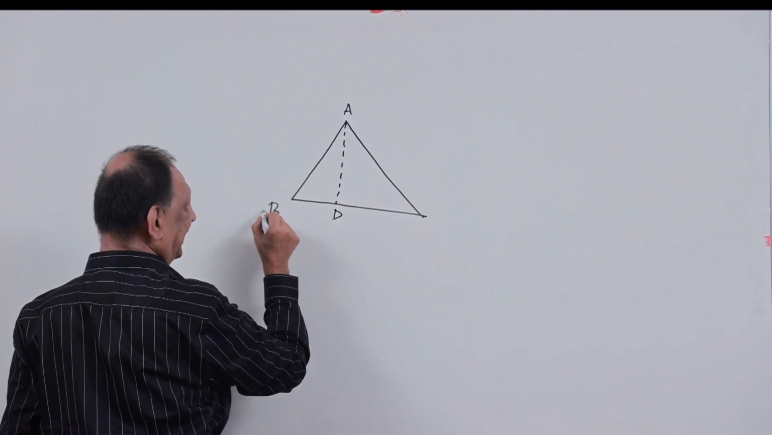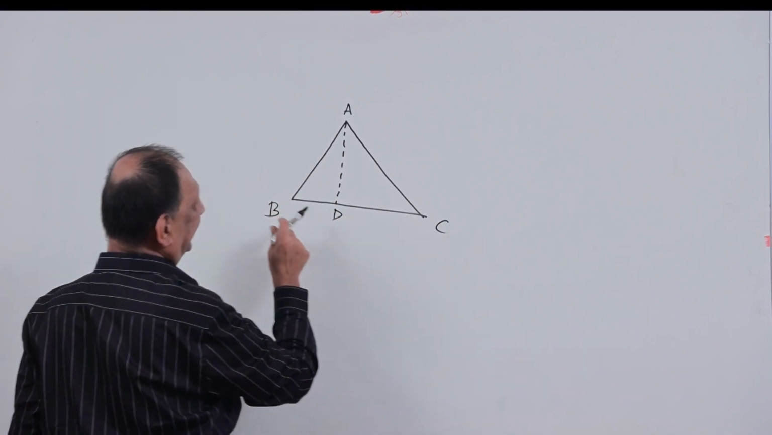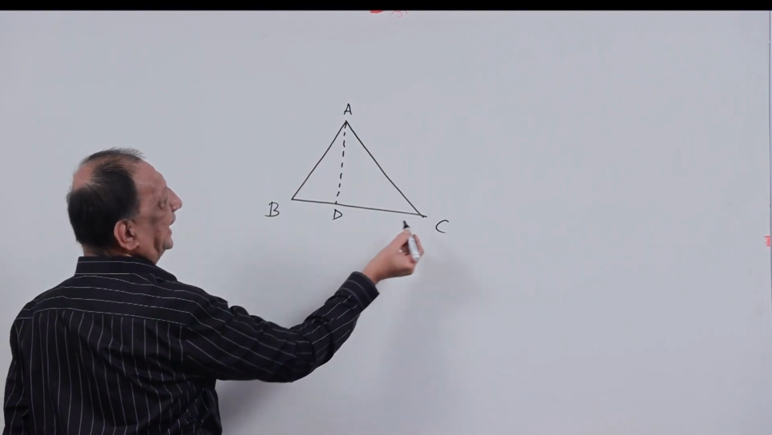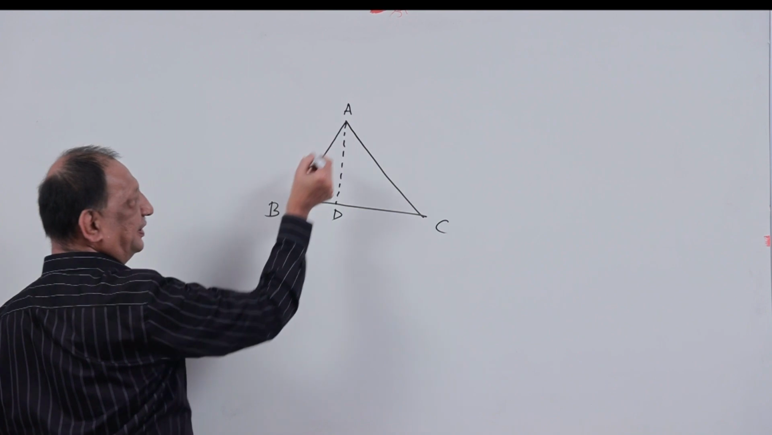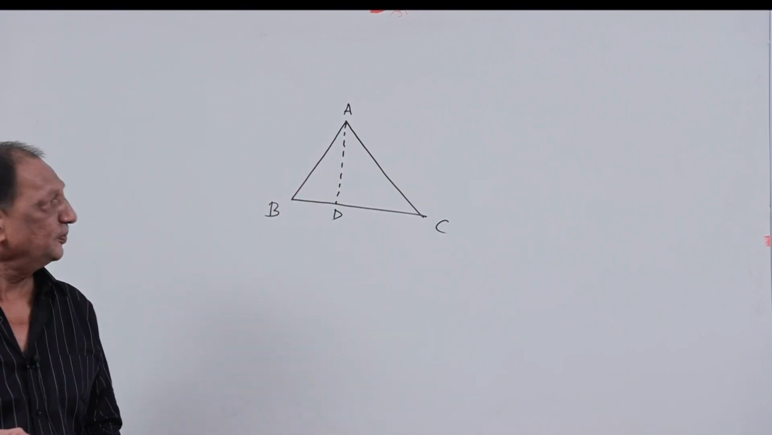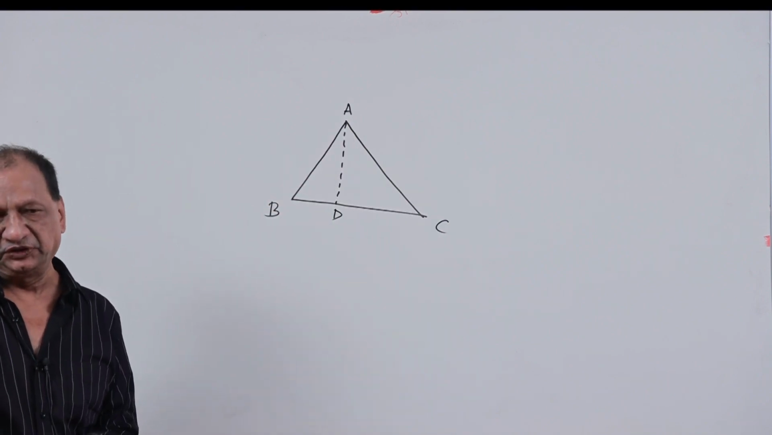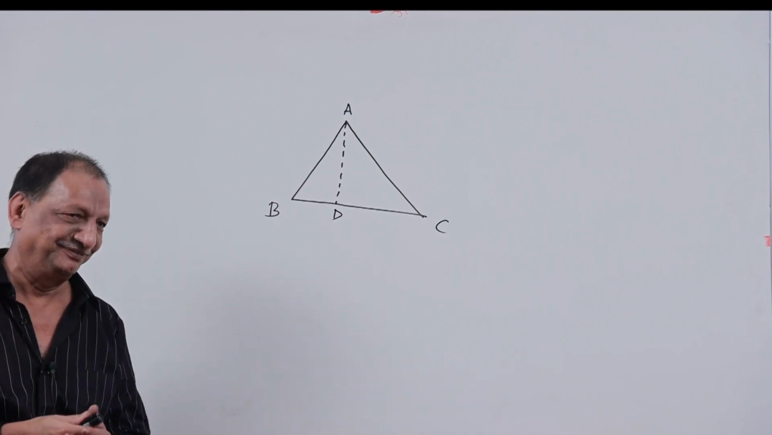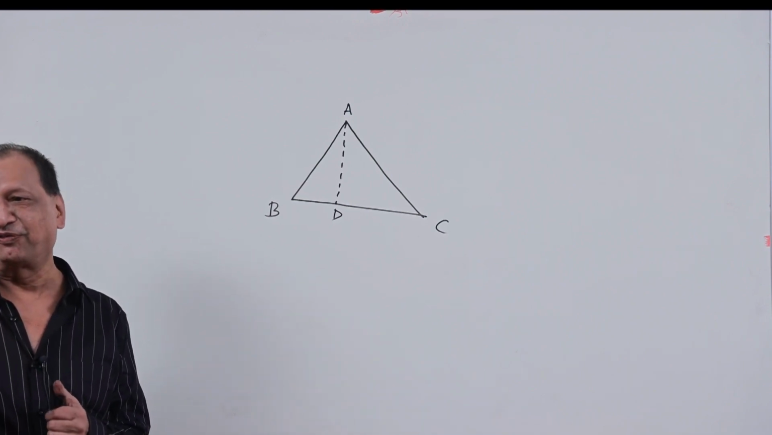Same way, I can drop an altitude from B onto AC, which is a perpendicular from B to AC. I can drop an altitude from C to AB, which is a perpendicular from C to AB, correct? So I got 3 altitudes. We would like to prove that they are also concurrent, which would be a tremendous thing for triangles, right?